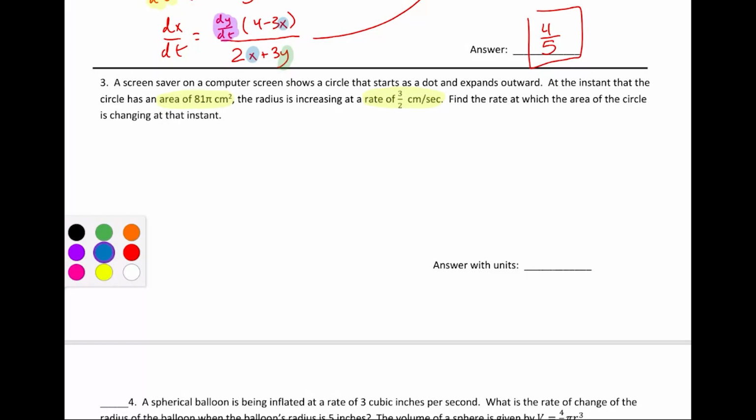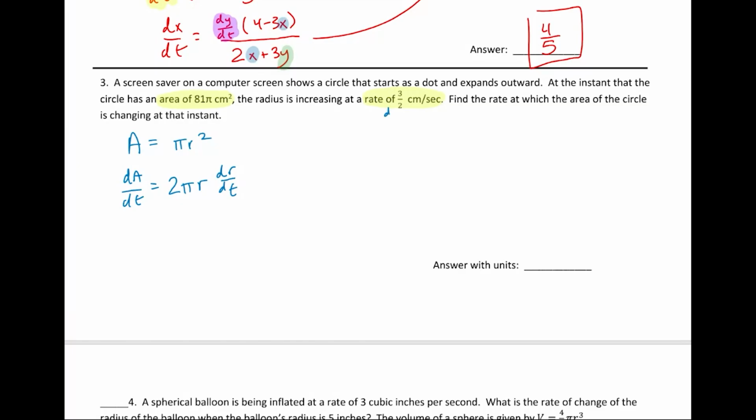So the formula that we're going to be working with here is the area of a circle. The area of a circle is pi r squared. And if we differentiate that with respect to t, we're going to get dA/dt equals, pi is just a constant here, so we've got 2 pi r dr/dt. And so what's given is the rate at which the radius is increasing. So this is my dr/dt right here.